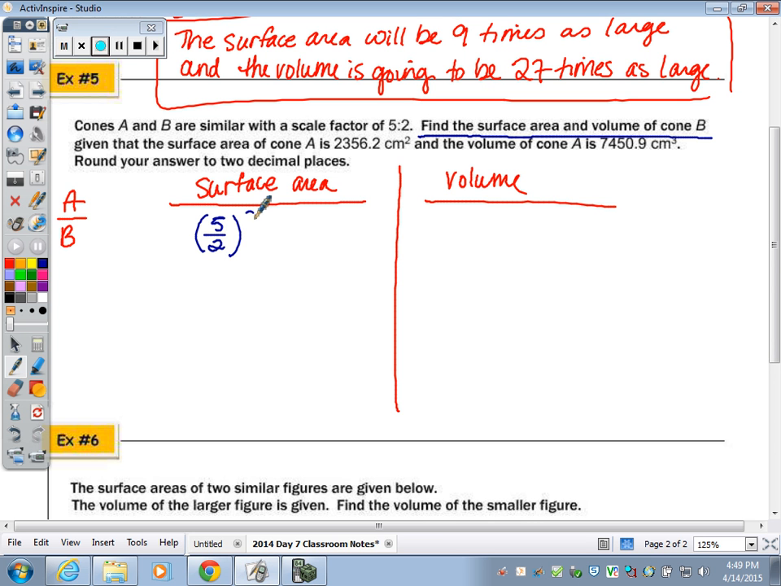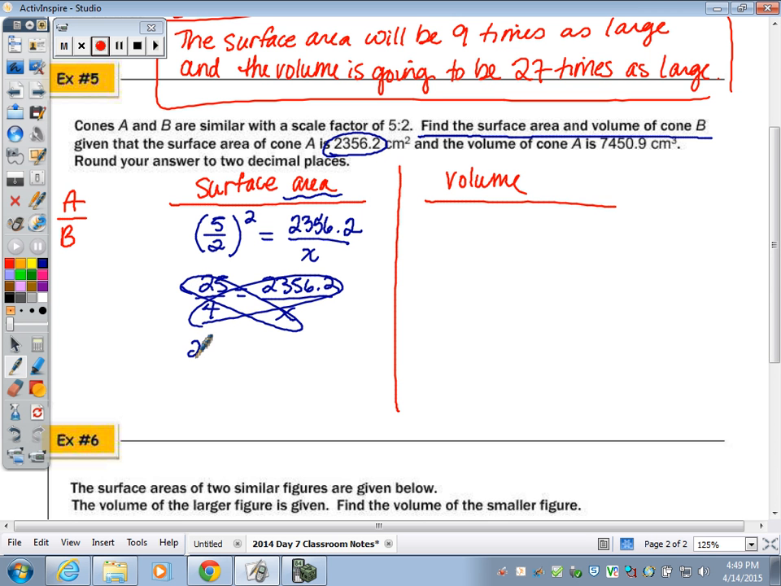and we square that, again because it's area, we get the ratio of the surface areas of cone A to cone B. The surface area of cone A was 2,356.2. So I'm going to put that over x and solve for x. So 5 over 2 squared is 25 over 4, equivalent to, again, 2,356.2 over x. Cross multiply.